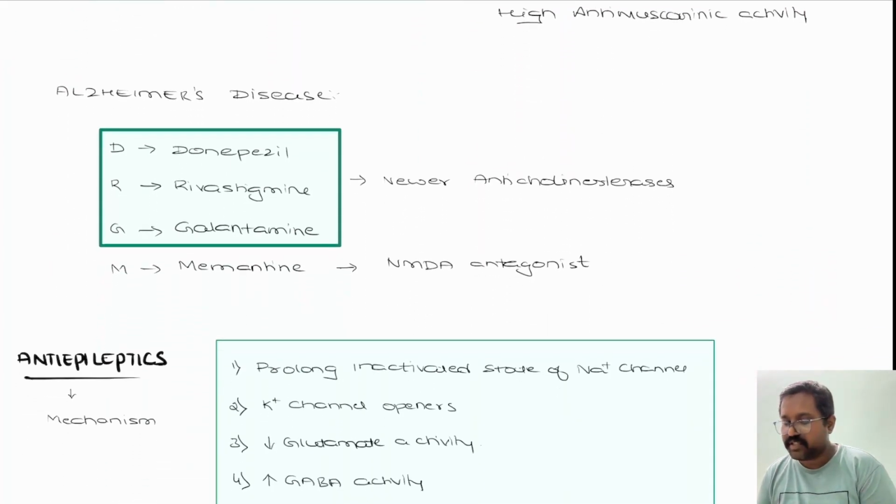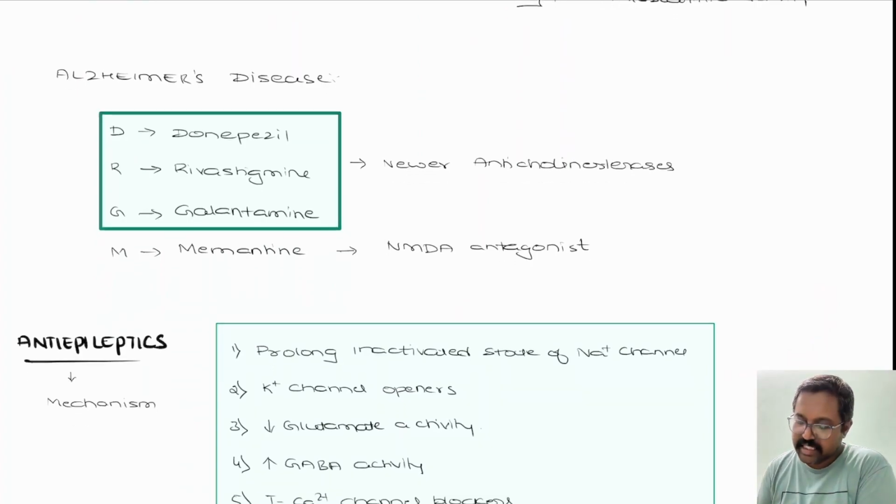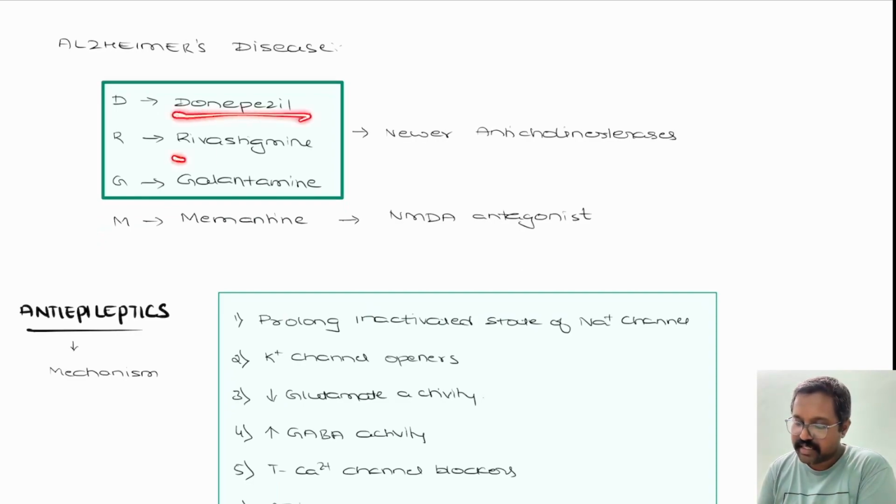So what are the drugs which are used for treatment of Alzheimer's disease? In Alzheimer's disease treatment, we use drugs like donepezil, rivastigmine, and galantamine. And in addition, you can use memantine, which is an NMDA receptor antagonist. So these are the newer anticholinesterases.